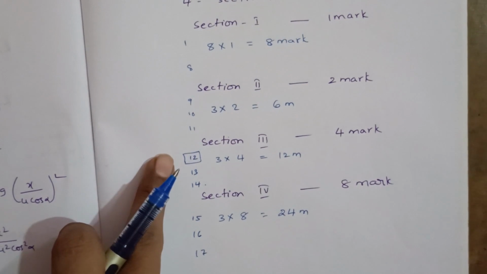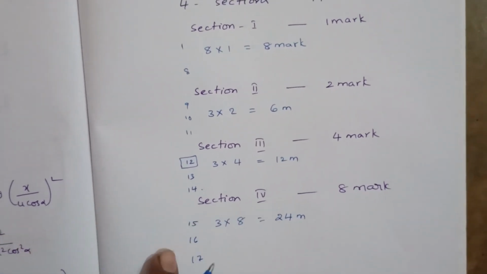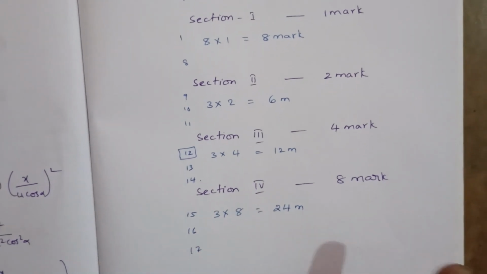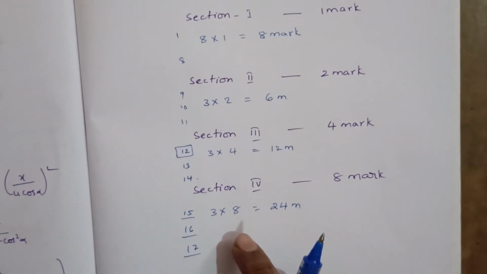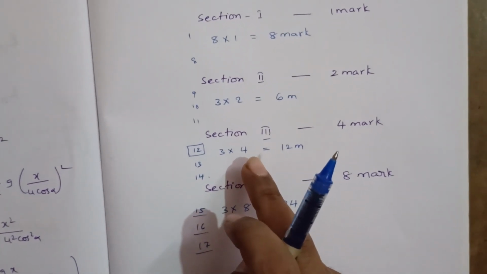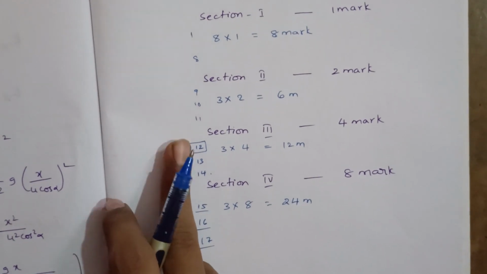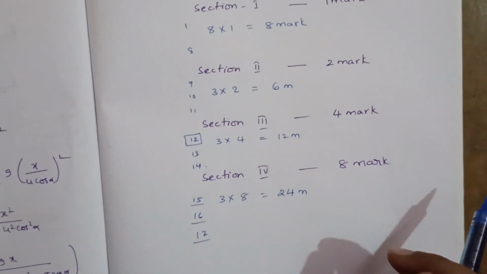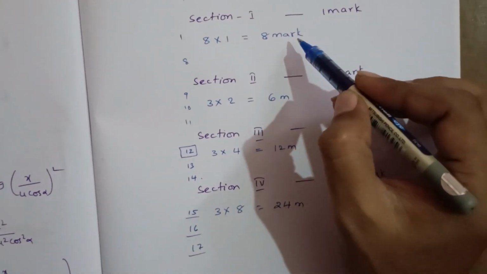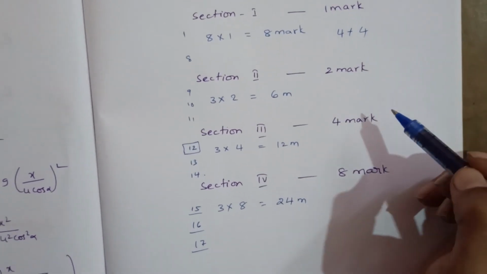Internal choice is available only for question number 12 in section 3 and all the questions in section 4. For the 8 mark questions we know that we have internal choice. But among the 4 mark questions, they are giving internal choice for only 1 question, question number 12. Okay. Now here, of the 8 questions, 4 questions physics, 4 questions chemistry they will give.